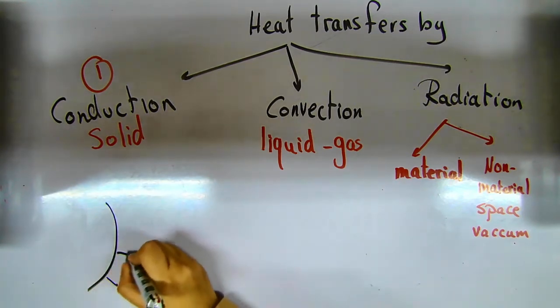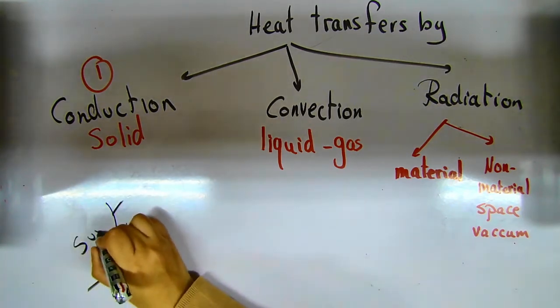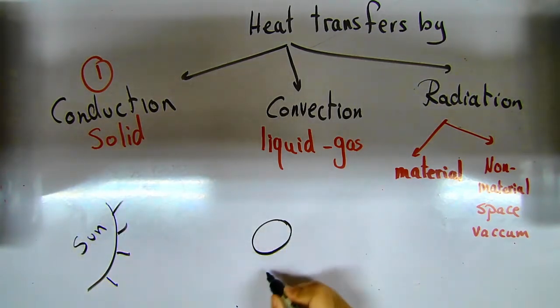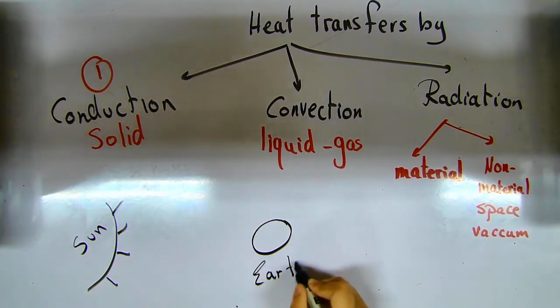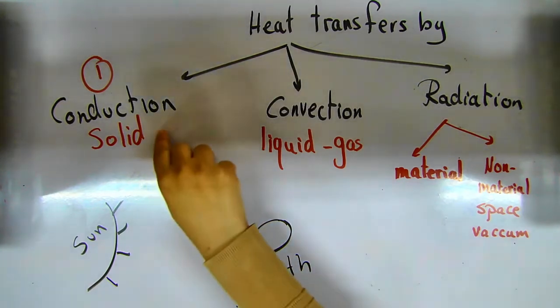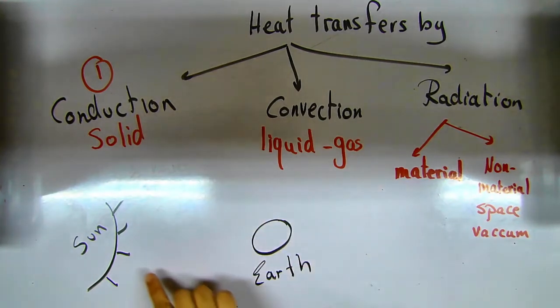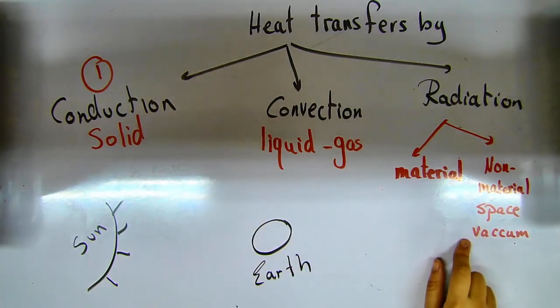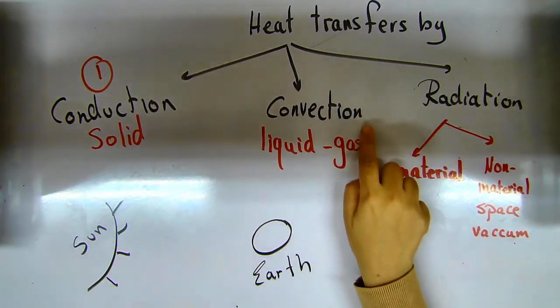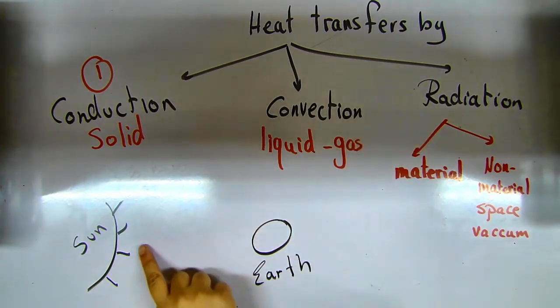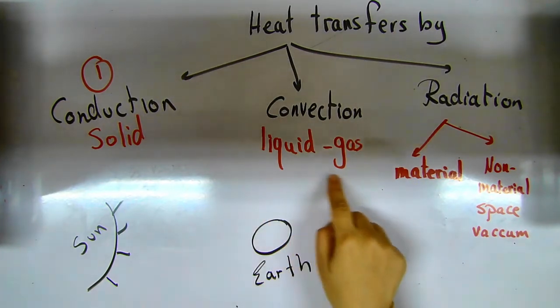If we imagine this is the sun and this is our planet earth, how can heat transfer from the sun to the earth? It can't transfer by conduction because between the sun and the earth there is nothing, there is vacuum or space. And it can't transfer by convection because there is also no liquid or gas.